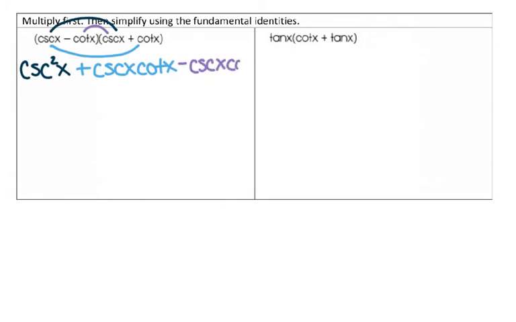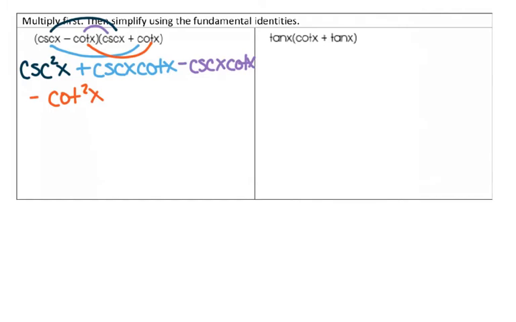So when I do the first 2, cosecant times cosecant is cosecant squared. When I do the outer, cosecant times cotangent is just cosecant and cotangent. I'm going to put them in alphabetical order. Alright, and then I'm going to do the inside. I have a negative cotangent times cosecant, so it's going to be negative. And once again, I'm going to put it in alphabetical order. And then the last 2, I have negative cotangent times cotangent, so negative cotangent squared.